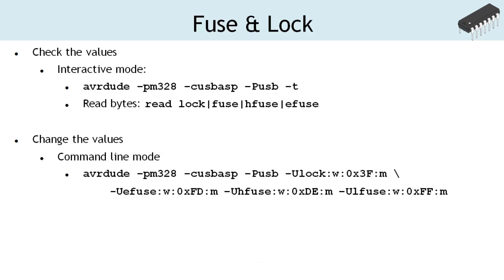We have already wired the base circuit with in-circuit programmer and learned about the AVR-DUDE program. Let's check the value of the fuse and lock bytes and program those as necessary. Connect the development board to the development PC through the in-circuit programmer and use the AVR-DUDE command as shown. Use the interactive mode to read the value of individual bytes of fuse and lock bytes, and use command line mode to program the fuse and lock bytes.